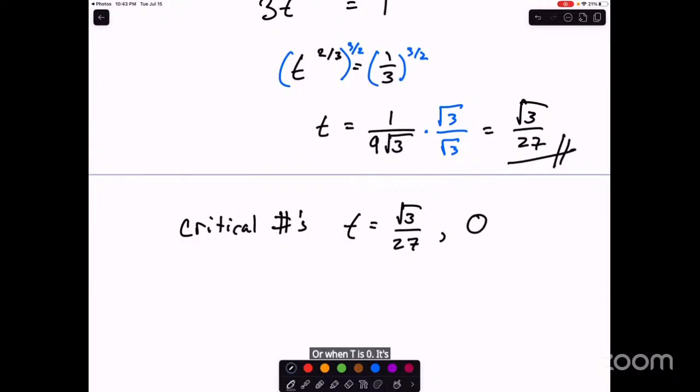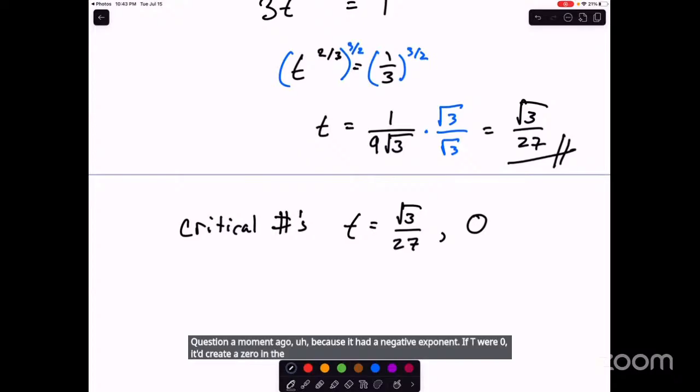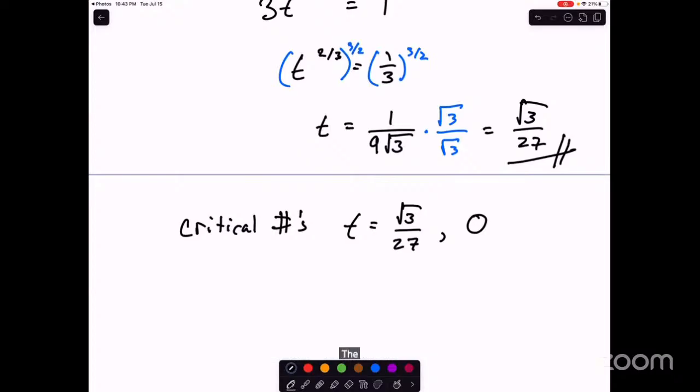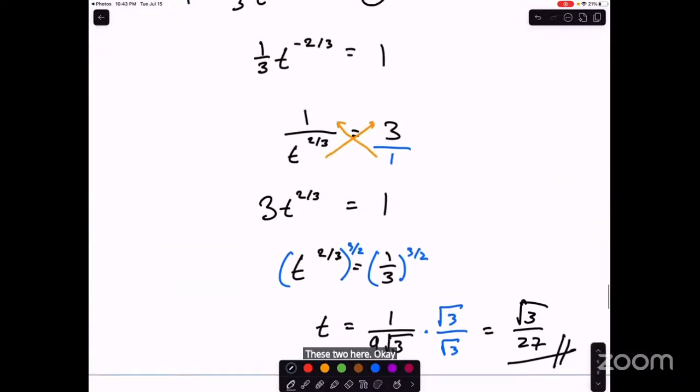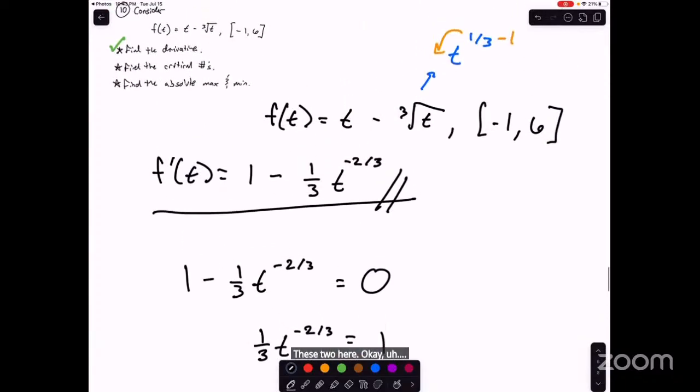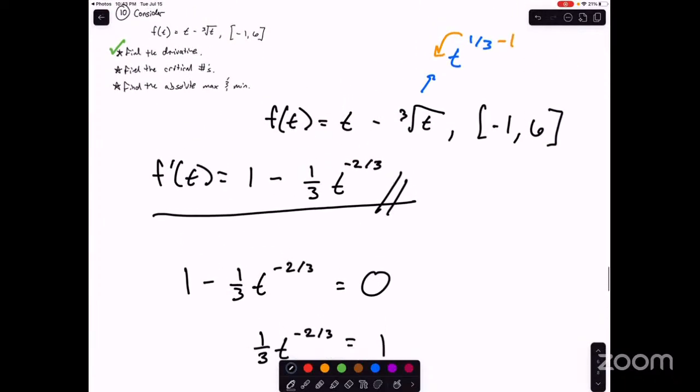It's a similar argument to the one from a question a moment ago, because we had a negative exponent. If t were 0, it'd create a 0 in the denominator, so it'd make the derivative undefined. So these are our critical numbers, these two here. And they're inside our domain. Notice that both of those numbers are inside of our domain.